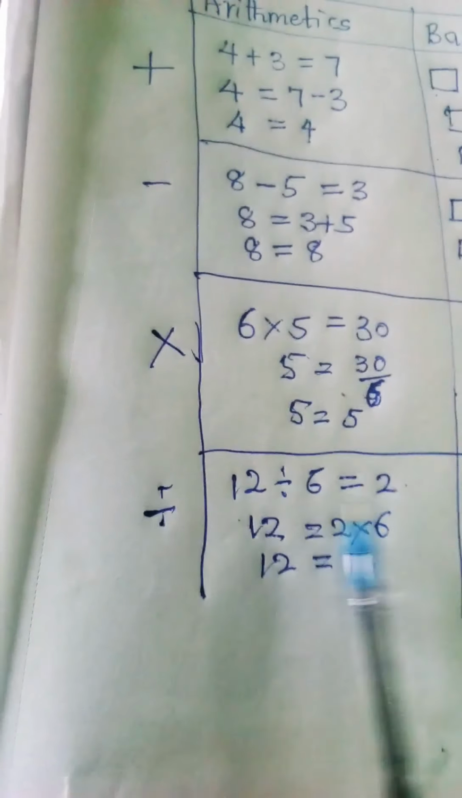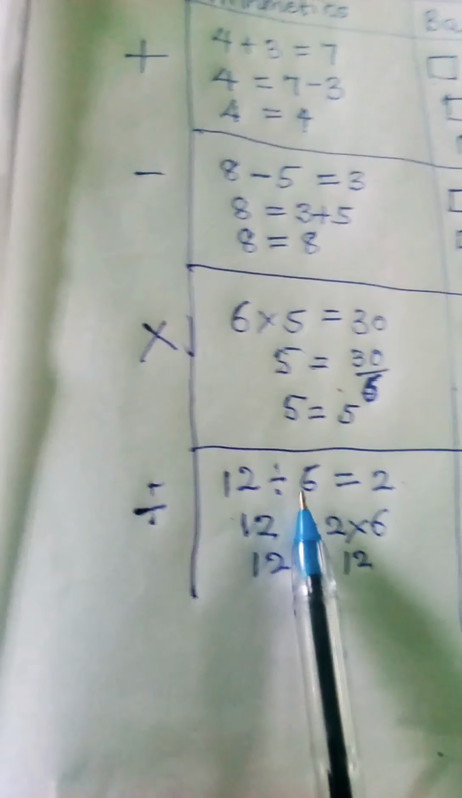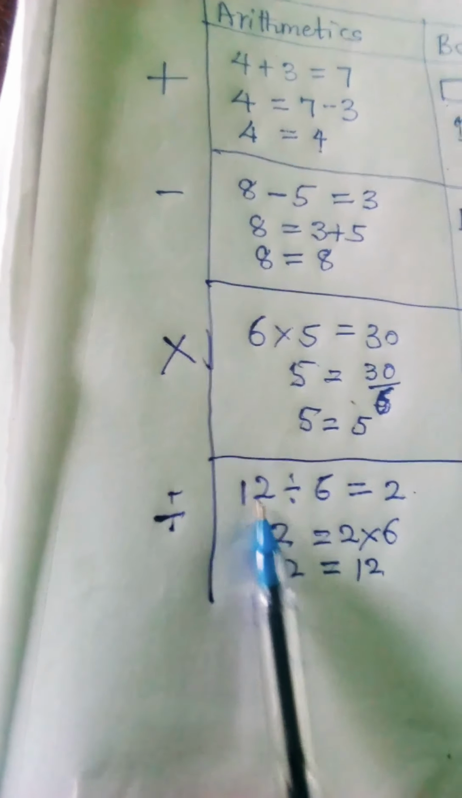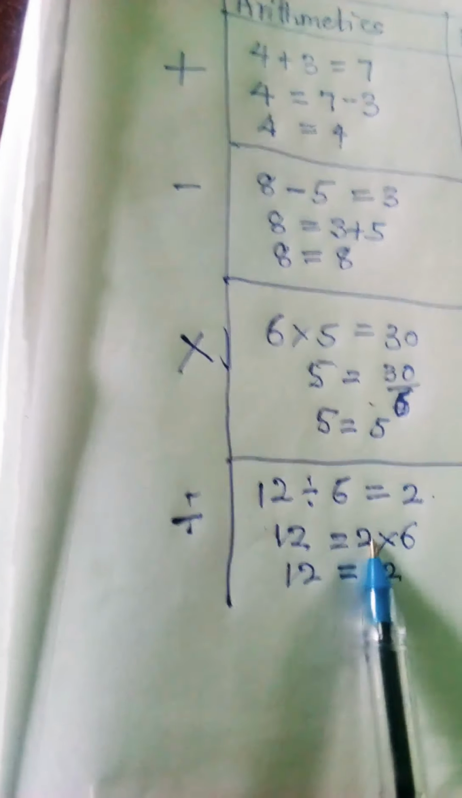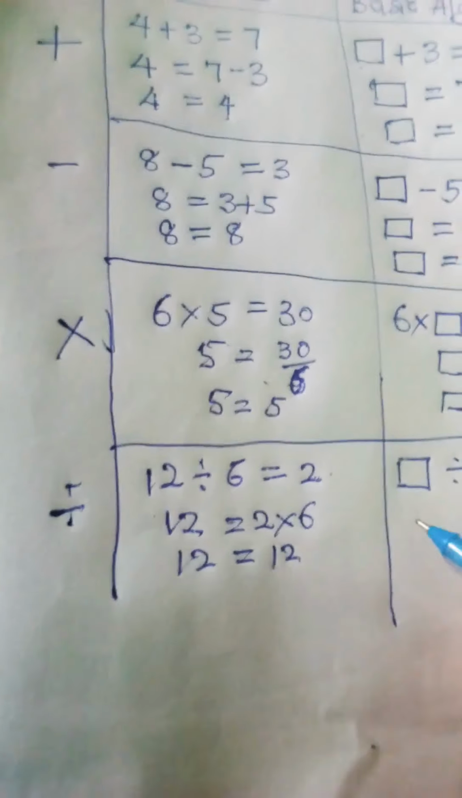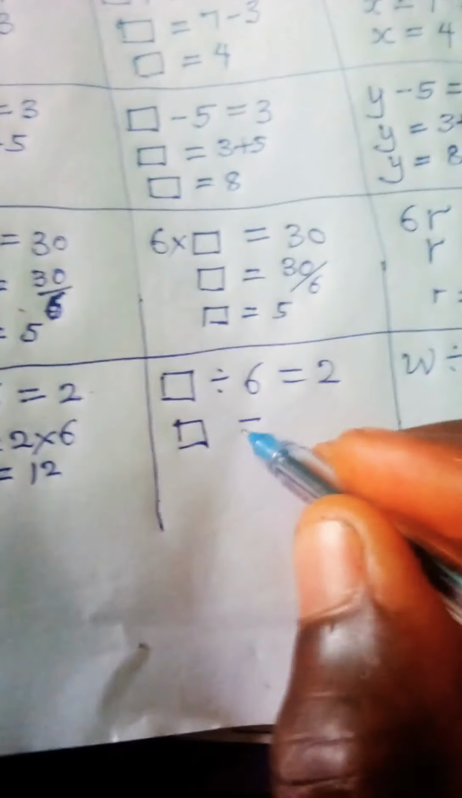So applying the idea here, we can say the box is equal to 2 times 6, and the number here is equal to 12. The same applies here, w equals 2 times 6, and w is the number 12.